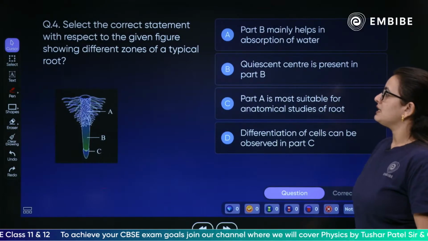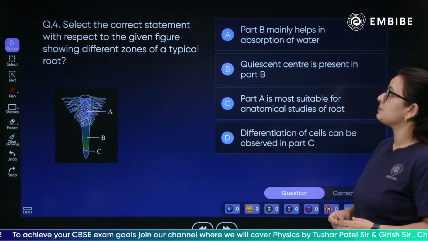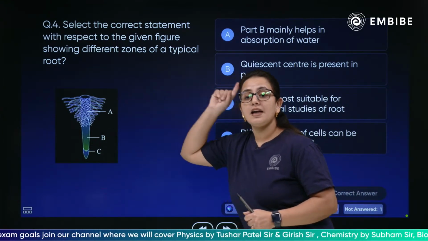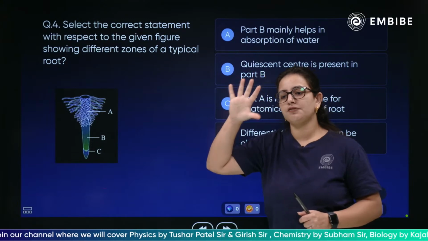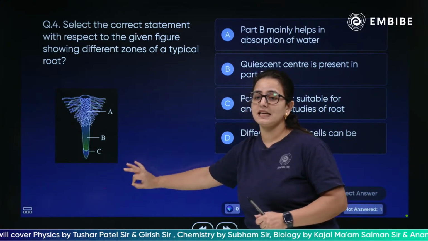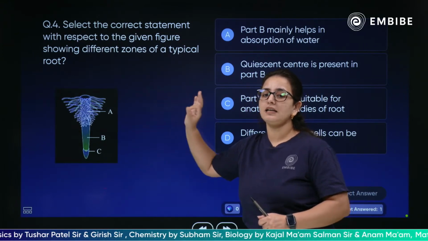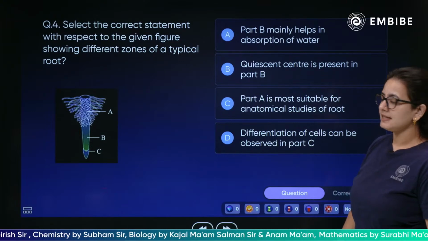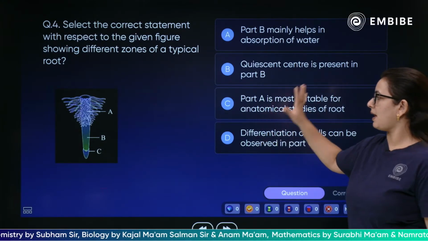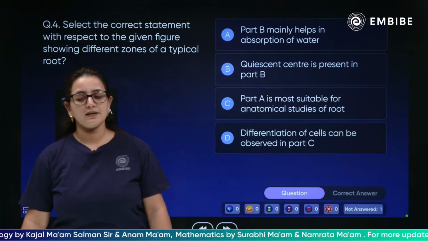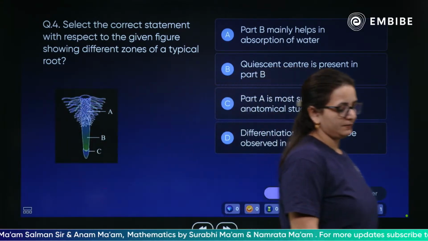Next question. Select the correct statement with respect to the given figure. It shows the different zones. If you remember, we have discussed the different zones present in the roots, and these are the zones A, B, C. What does each zone represent? What does A represent? What does B represent? What does C represent? Quickly tell me.